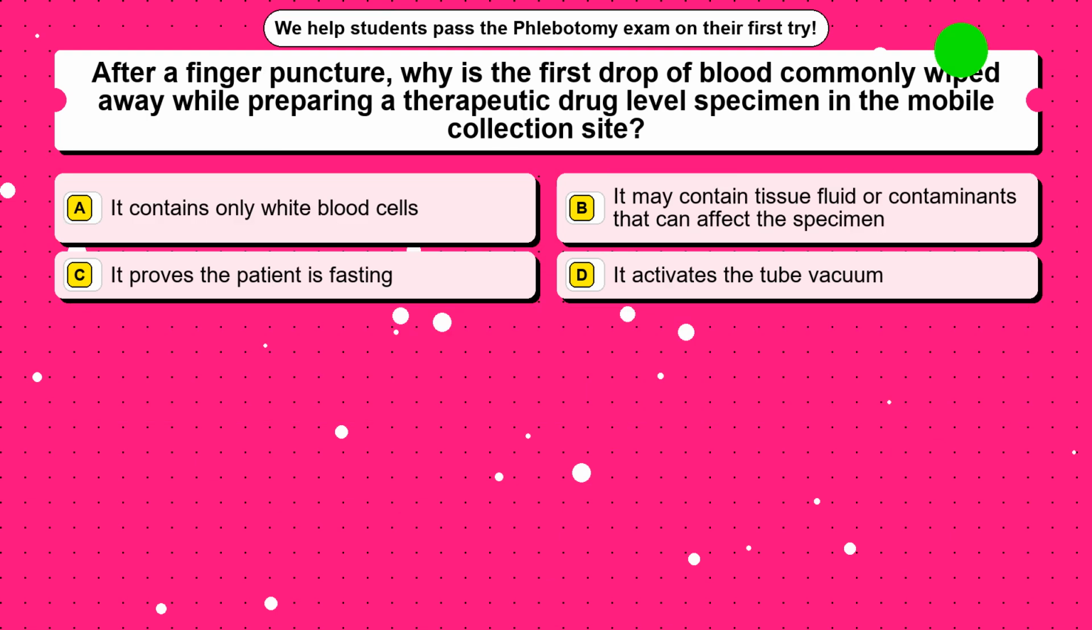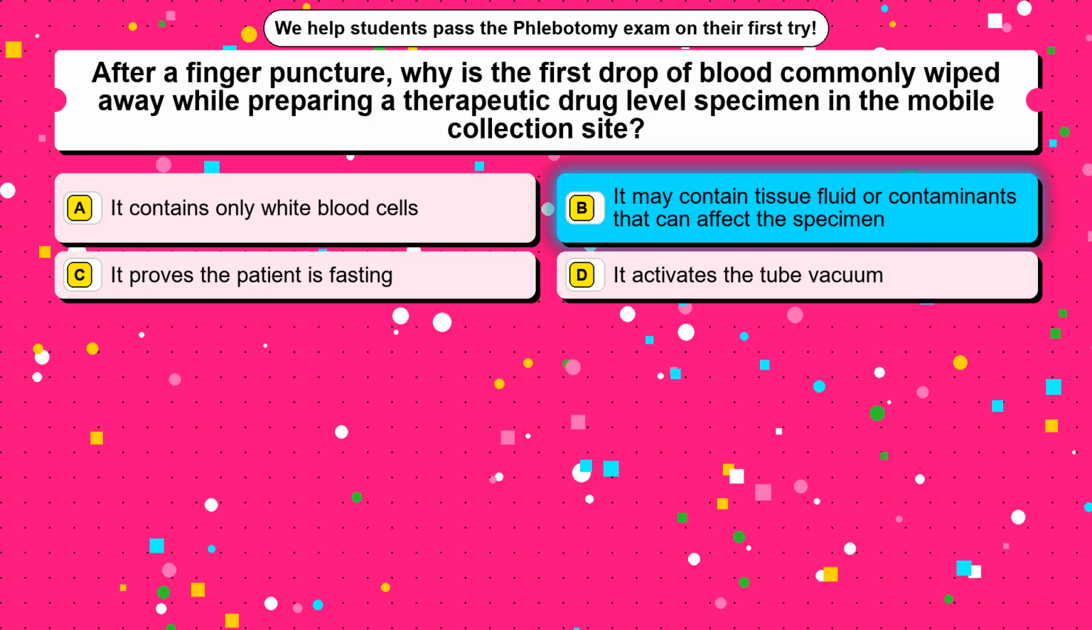Question 57. After a finger puncture, why is the first drop of blood commonly wiped away while preparing a therapeutic drug level specimen in the mobile collection site? Option A. It contains only white blood cells. Option B. It may contain tissue fluid or contaminants that can affect the specimen. Option C. It proves the patient is fasting. Option D. It activates the tube vacuum.